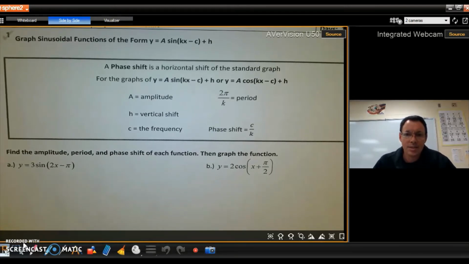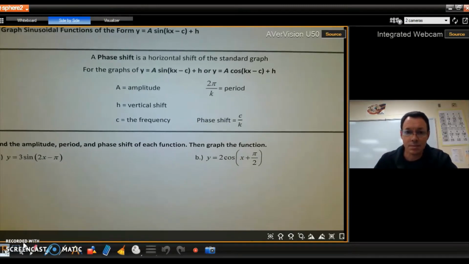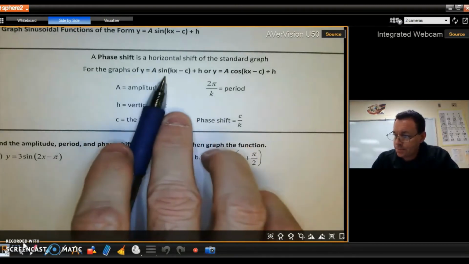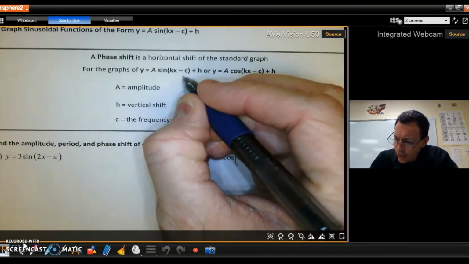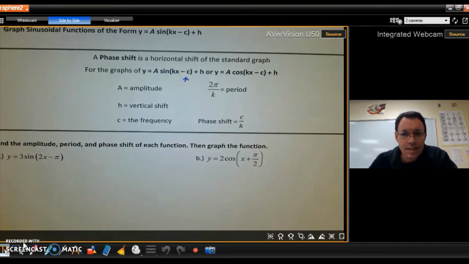But the one thing we haven't done is what's called a horizontal shift. And that has its own name when it comes to sine and cosine graphs. It's called the phase shift. So that's the last piece of the puzzle we're going to put together today. So phase shift is going to add one thing to our equation, that little minus c right there.